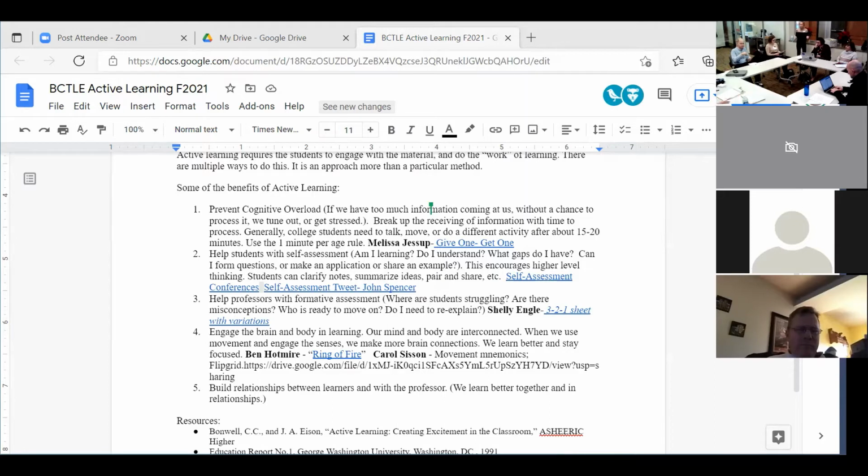Also, we help students with self-assessment. If they're actually engaged in the learning process, it is easier for them to realize, oh, I actually don't understand this. Instead of waiting until they're studying for it and then trying to figure out, oh, I guess I really didn't understand that. So we do want to do that as well. It helps us with formative assessment. So as we're teaching, sometimes if you say, okay, has everyone got it? Does everyone know what's going on?